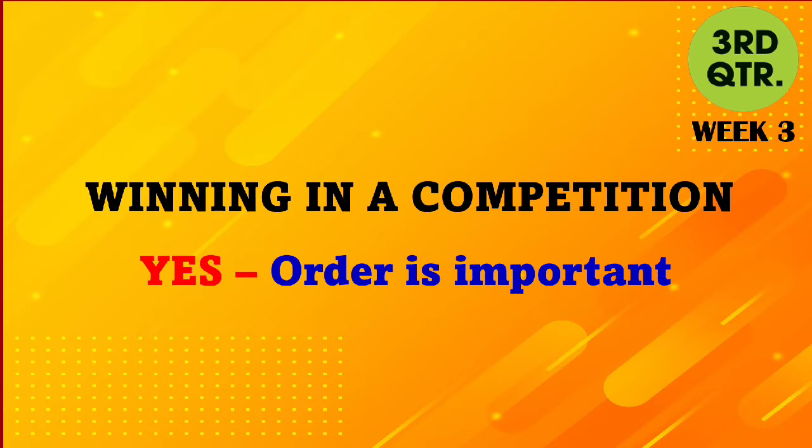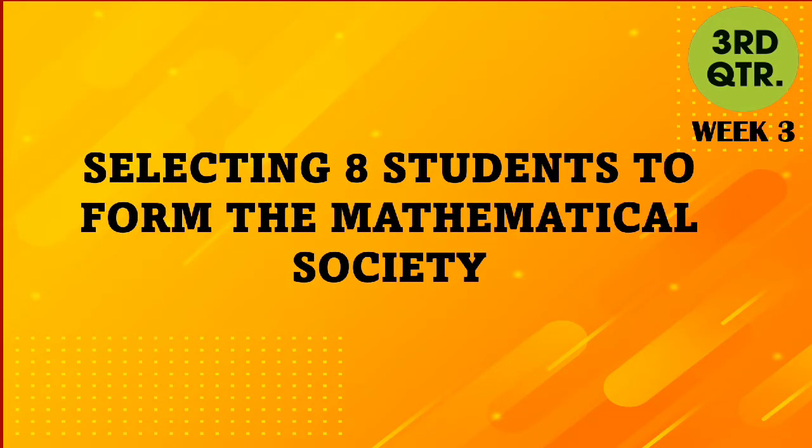Order is important. Next, selecting 8 students to form the mathematical society. In selecting the president, the vice president, and so on, it doesn't matter who will be the first student elected. Therefore, the answer is no. The order is not important.